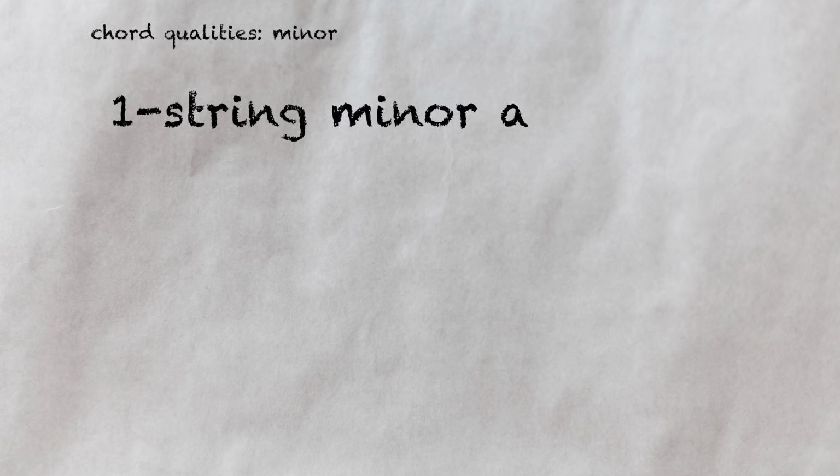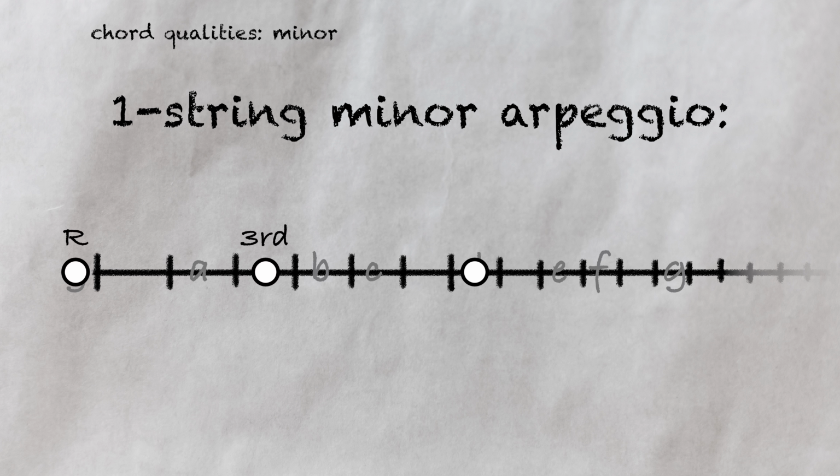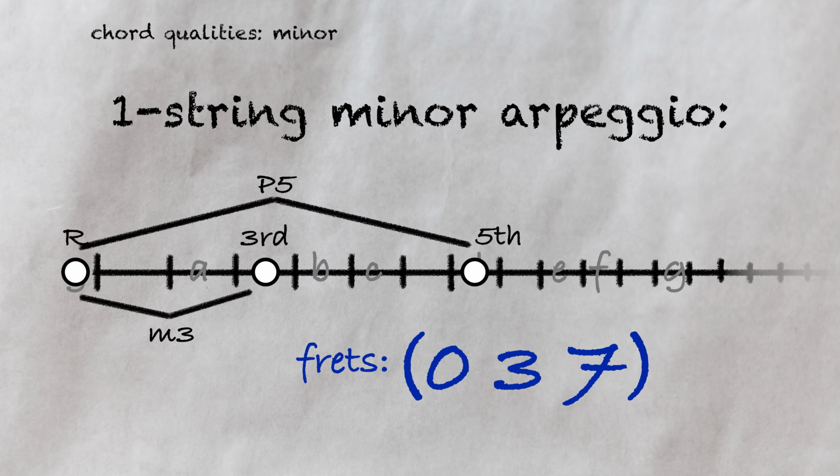To easily visualize the pattern of steps in a minor triad, let's look at the arpeggio on single strings again. We can make a G minor triad on the 3rd string. The open string is the root, we go up a minor 3rd, and then a perfect 5th above the open. So we get open, 3rd, and 7th, and those are the chord tones.